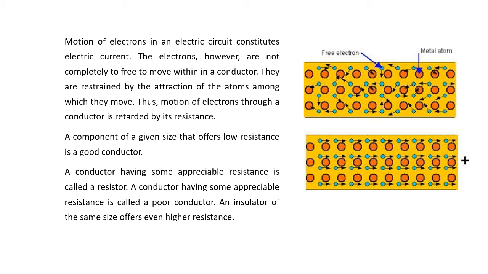Now, back to the diagram we have done before. Motions of electrons in an electric circuit. So what is the electric current? It is the motion of the electrons. But why have we introduced this here again? You have to see the electrons are not completely free to move. Why are they not free to move? Because you have got positive charge atoms.